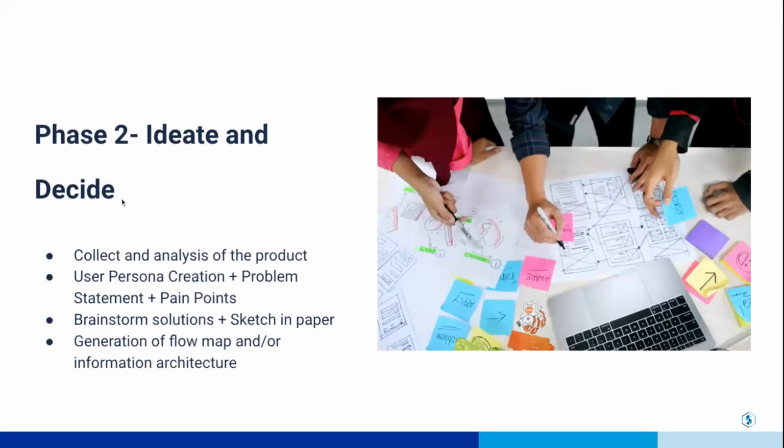Phase 2 is ideate and decide. We have to collect an analysis of the product, user persona creation, problem statement, pain points, brainstorm solution, sketching on paper, generation of flow map or information architecture.